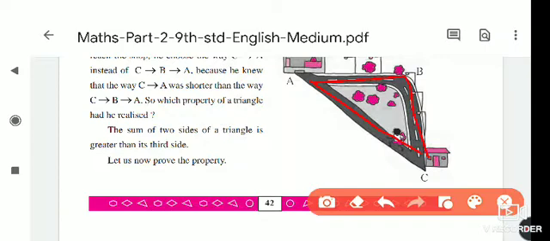As we know, we have seen that in this recall activity. So which property of triangle was realized here? That is the triangle inequality property. The sum of two sides of a triangle is greater than its third side, meaning AB plus AC is greater than BC, meaning the sum of two sides of a triangle is always greater than the third side. BC's measure is smaller than AB plus AC, AB's measure is smaller than BC plus AC. So let us prove this property.